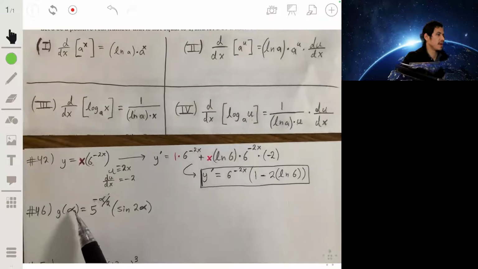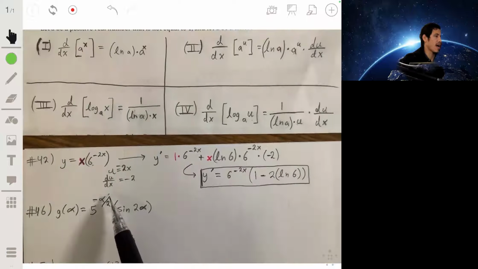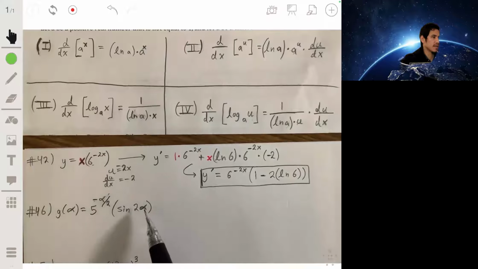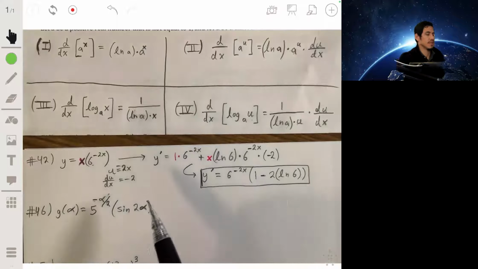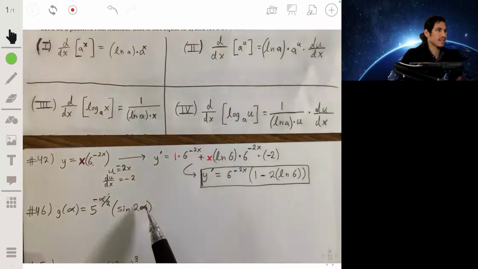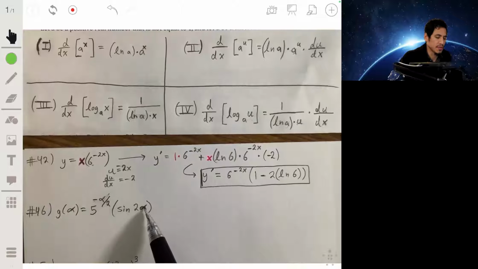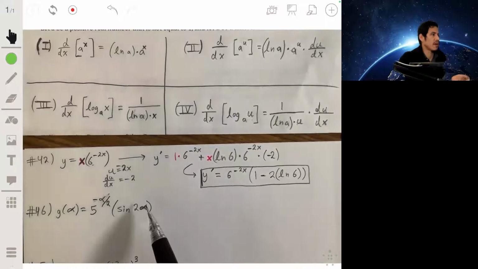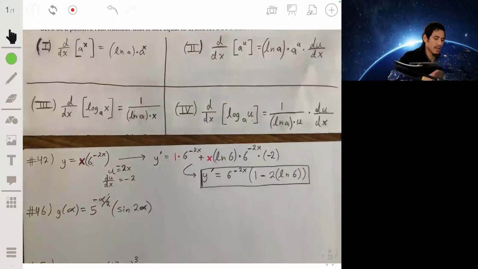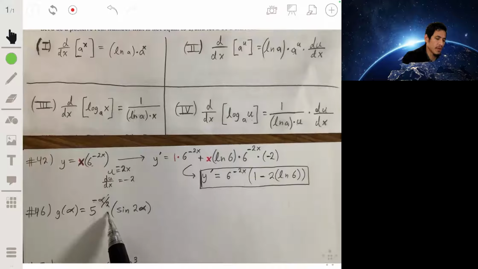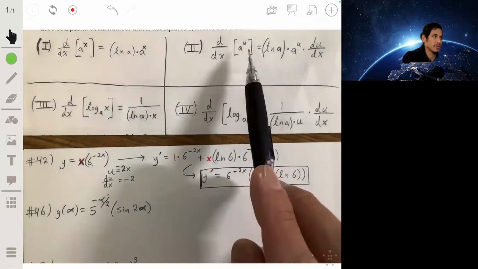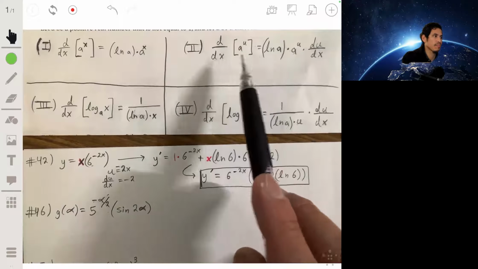So now we have g of alpha equals 5 to the negative 1/2 alpha times the sine of 2 alpha. Now don't let the alpha throw you off, because that tends to throw a lot of people off right away, like, what am I supposed to do with that? Alpha is just your variable. Alpha could just be like your x or something. So think of it just like an x. So again, you're going to have product rule along with equation 2 here.